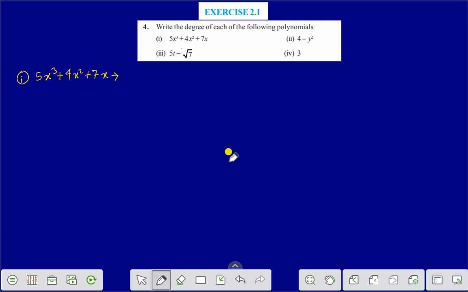We know that the degree of a polynomial is the highest power of the variable in the polynomial. Here you see the highest power is 3. This is 1, this is 2, this is 3. The highest power is 3. Therefore, the degree of this polynomial is 3.